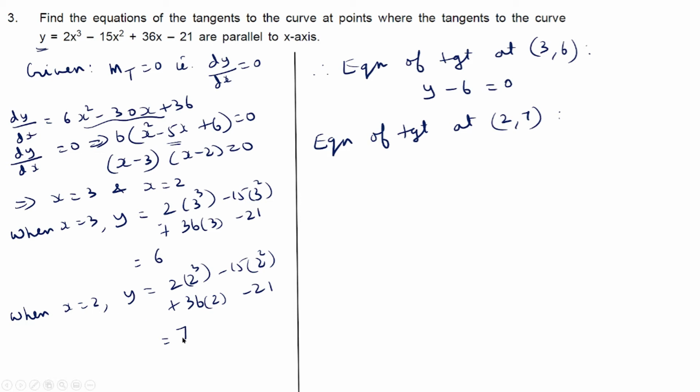This is the next point, (2, 7). It is y minus y1. y minus 7 is equal to dy by dx into x minus 2. dy by dx is 0. So y minus 7 equal to 0. This is the equation of the next tangent. So these are the equations of the tangent to this curve at the points where the tangents are parallel to the x-axis.